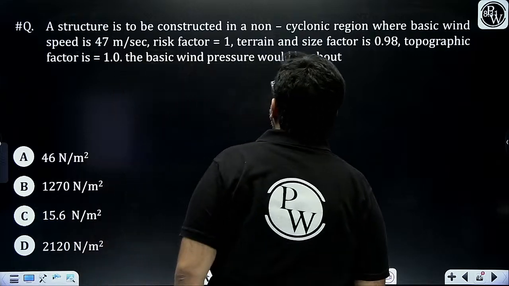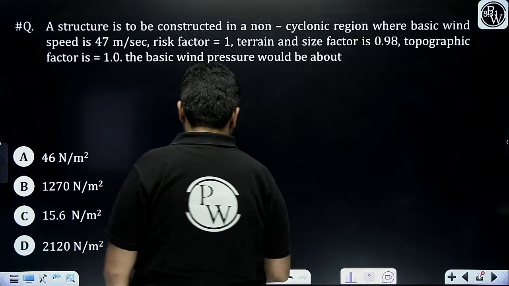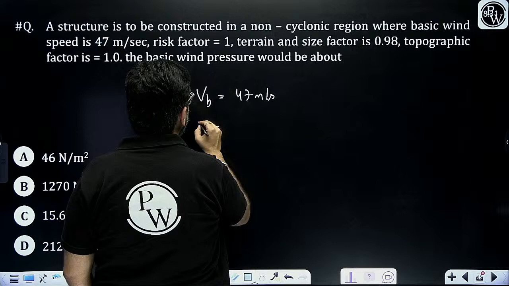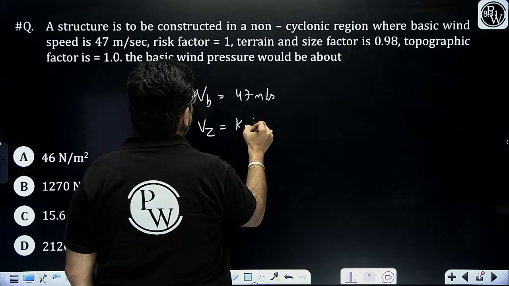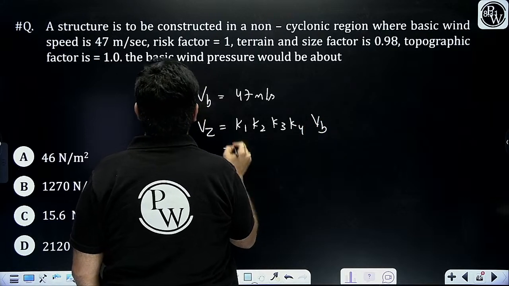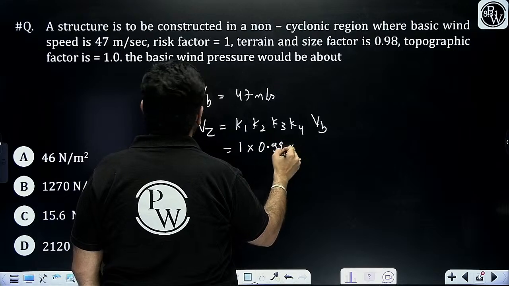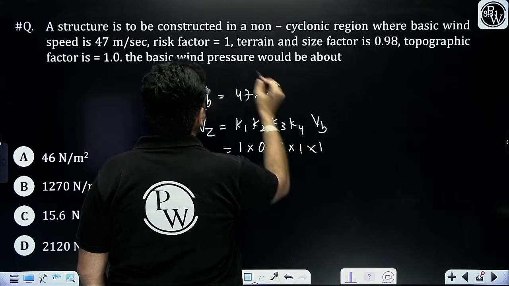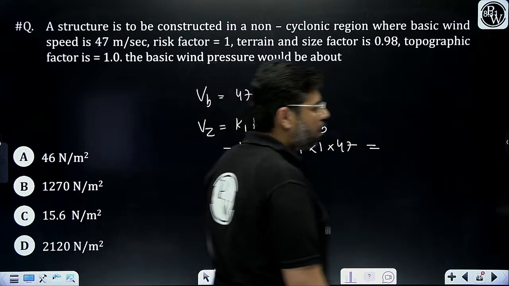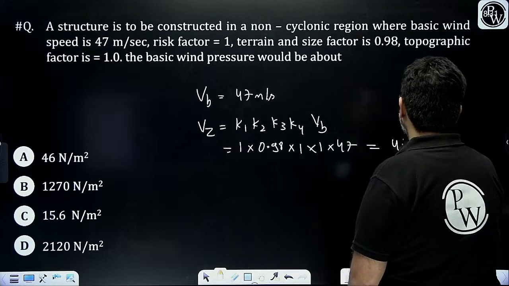The structure is to be constructed in a non-cyclonic region where the basic wind speed Vb was given as 47 meters per second. First you have to calculate Vz, using K1, K2, K3, K4 and Vb. K1 risk factor is 1, size factor K2 is 0.98, topographic factor K3 is 1, and for a non-cyclonic region K4 is 1 only, into 47. So this is 46.06.